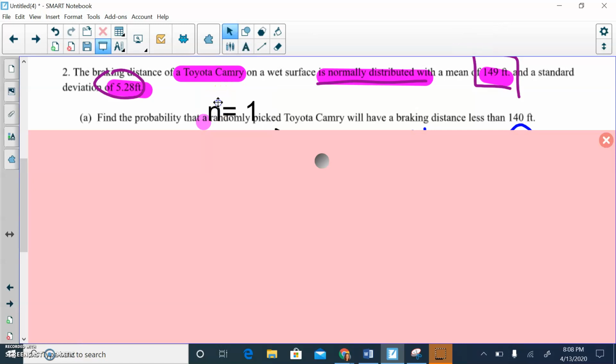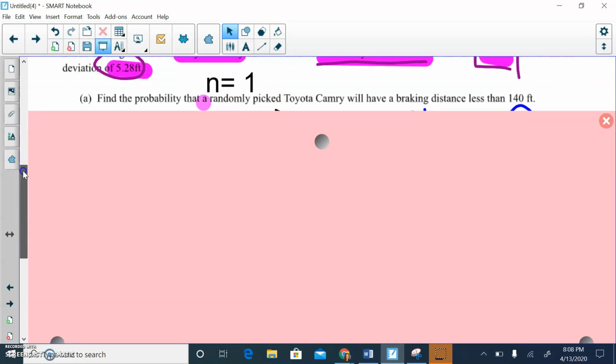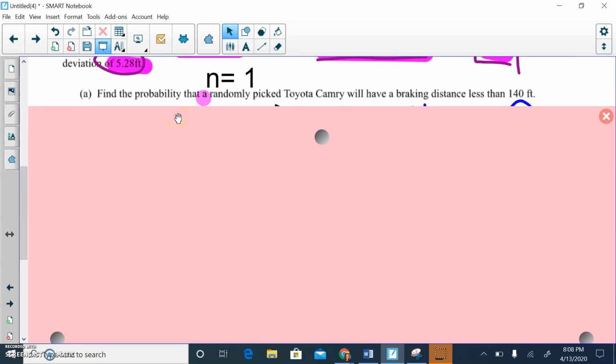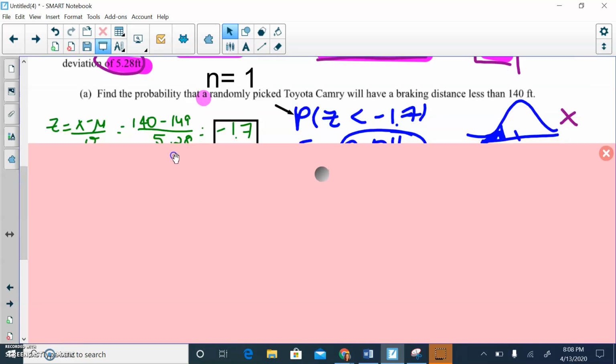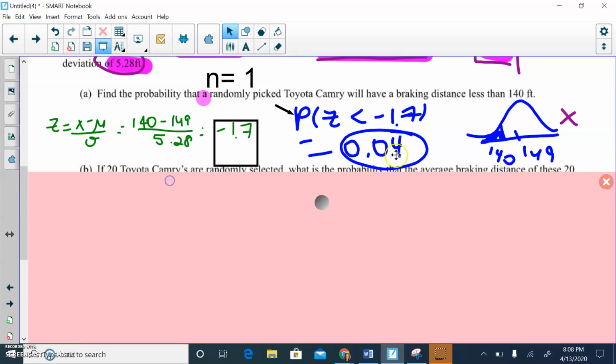We're looking at one single Toyota Camry and comparing it to the rest. So we're not really taking a sample, we're just looking at a single one. And we don't say anything about the means here because you can't take a mean of just one item. So we can use our regular z-score. I would recommend always first drawing your picture.